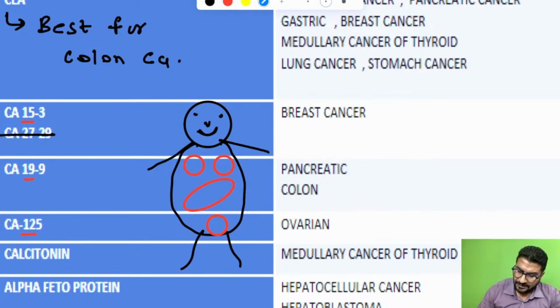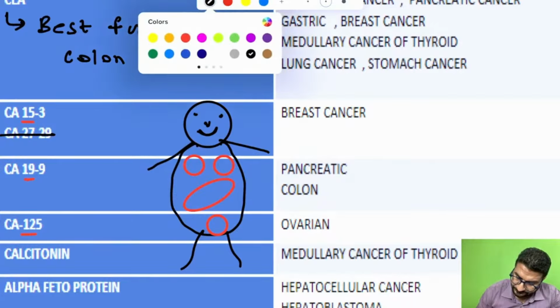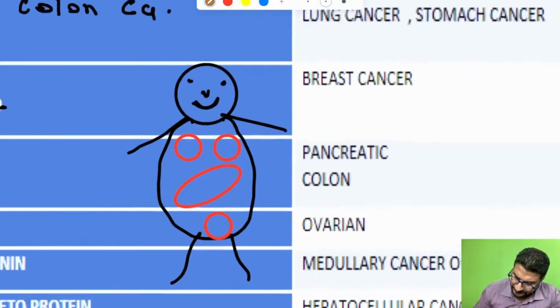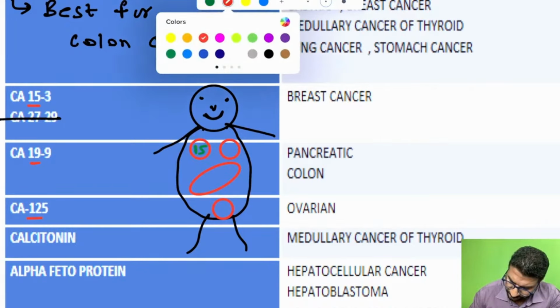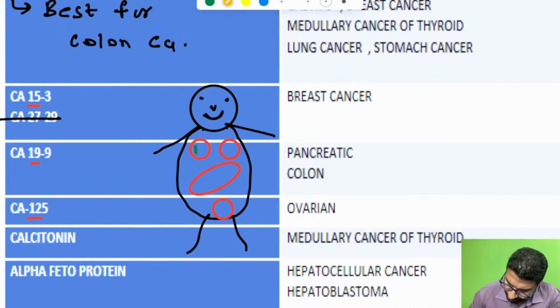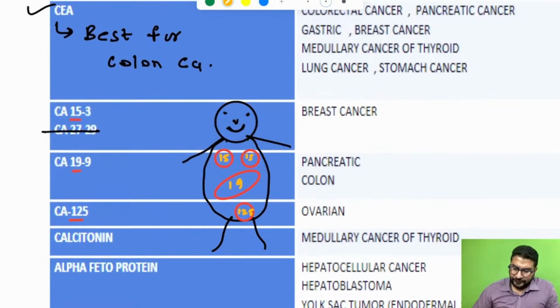Similarly, understand this thing, if you see a female body from top to down, so first you will see breast, then you can notice, so मैं यहाँ पर ऐसा लिख दे रहा हूँ, 15, 19, 125, simple. So 15 is for breast, 19 colon pancreas, 125 is for ovary.